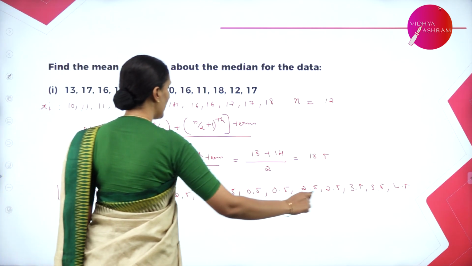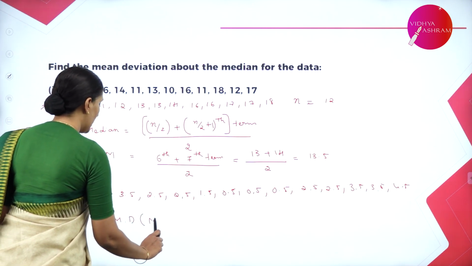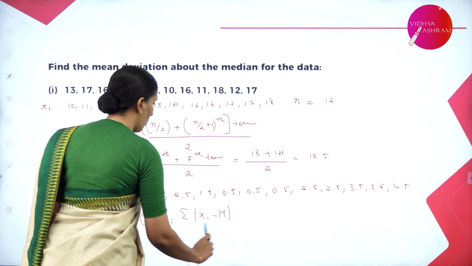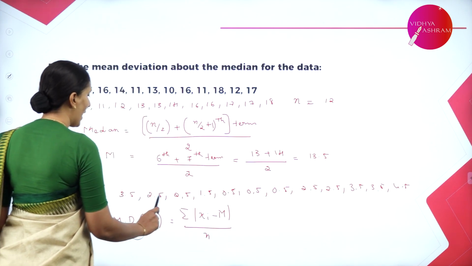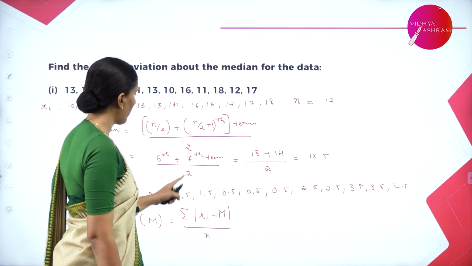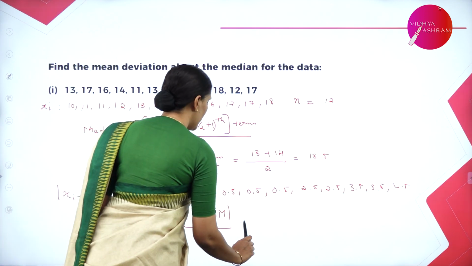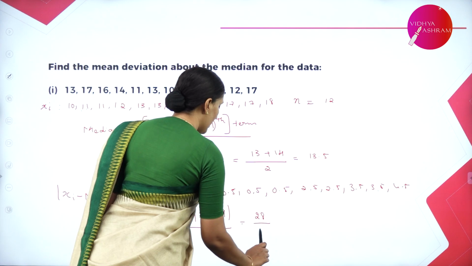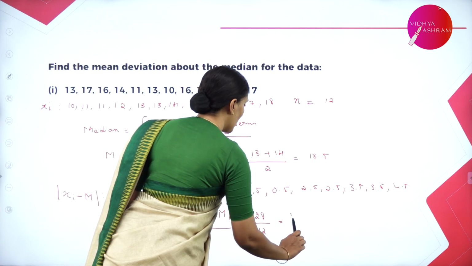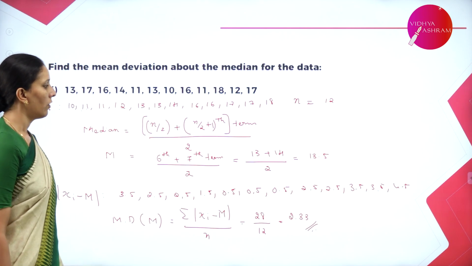Now, once you got all the deviations here, to calculate the mean deviation about median, again it's the same formula, summation of xi minus m whole divided by n. That means you need to add all these deviations. So 3.5 plus 2.5 plus 2.5 until 4.5. When you add all these values, you will get the total value as 28 and denominator will be 12. So when you divide 28 by 12, you will get the value as 2.33. So this is the mean deviation of the required data.